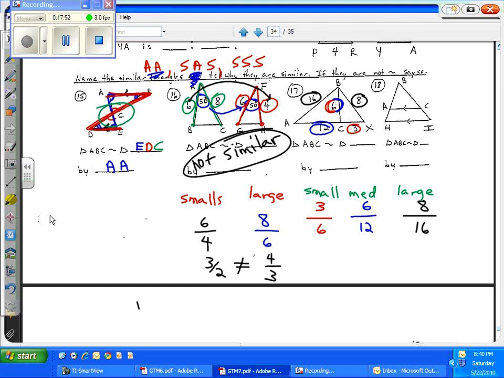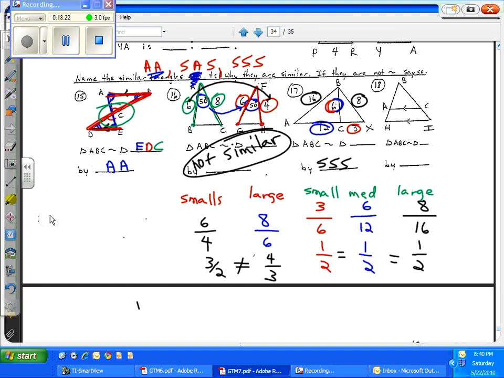The small, BC was the small of the triangle on the left, and it was the medium of the triangle on the right. 3/6 reduces to a half. 6/12 reduces to a half. 8/16 reduces to a half. They're equal, so the sides are in proportion, so they're similar by side, side, side.